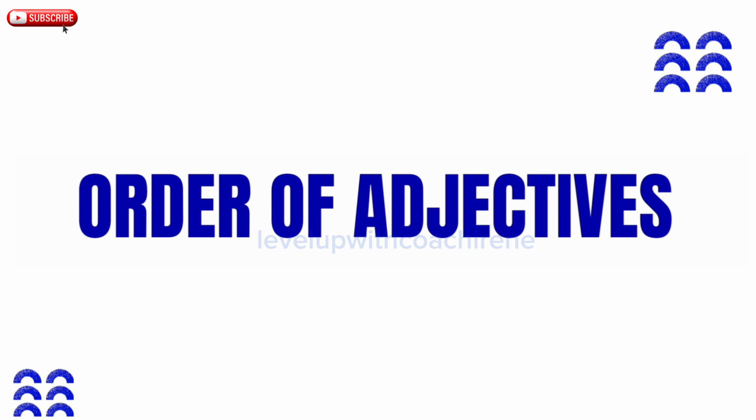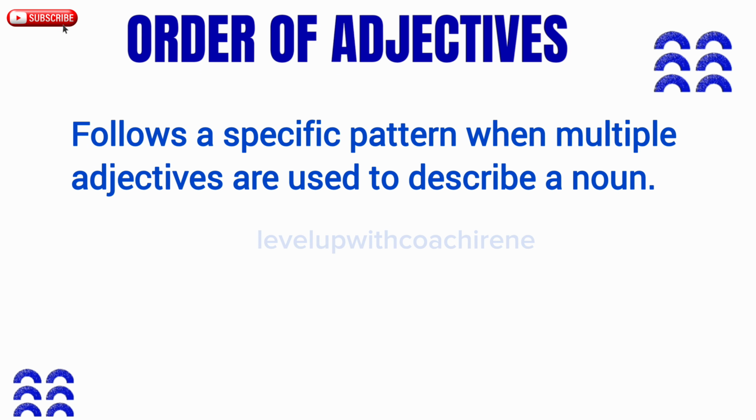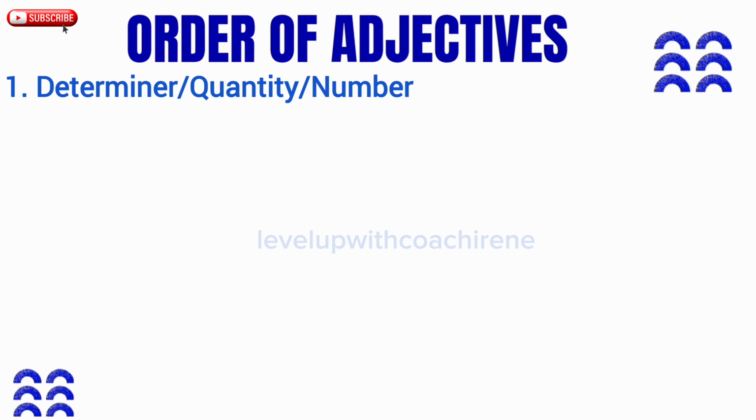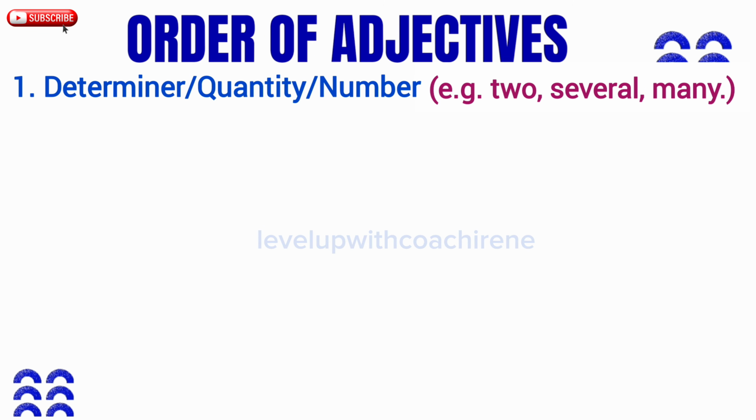To proceed in this lesson, we will be looking at order of adjectives. The order of adjectives in English generally follows a specific pattern when multiple adjectives are used to describe a noun. Here are the order of how adjectives should be used before a noun in a sentence. Number 1, determiner or quantity. It can also be referred to as number. Examples: two, several, many. Number 2, opinion.